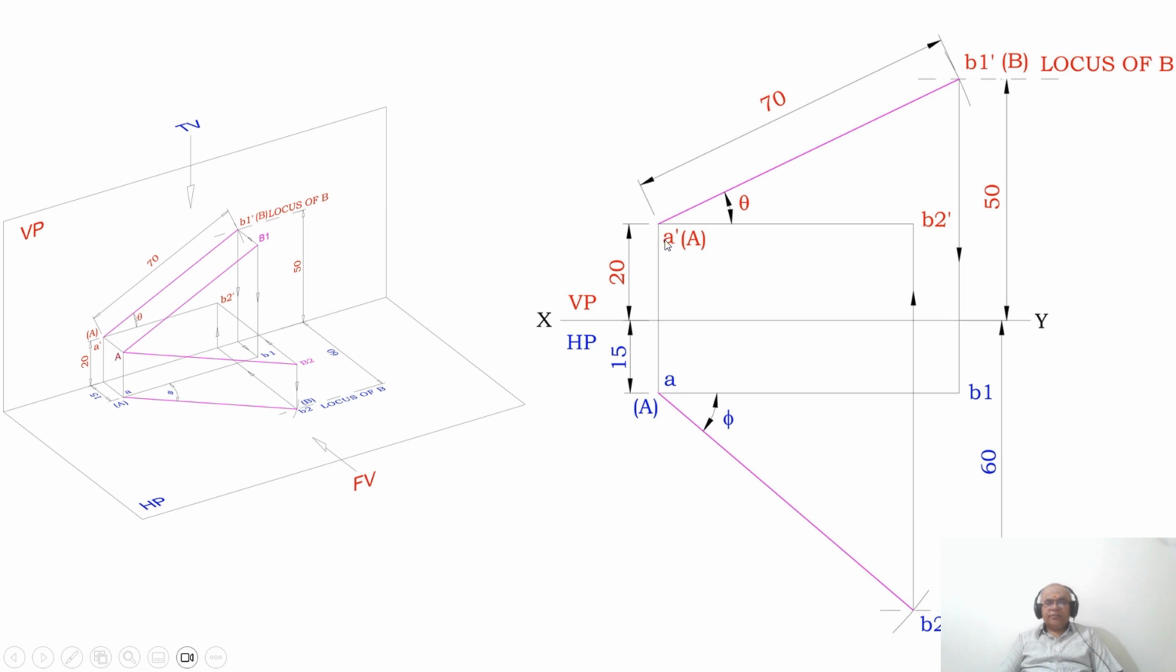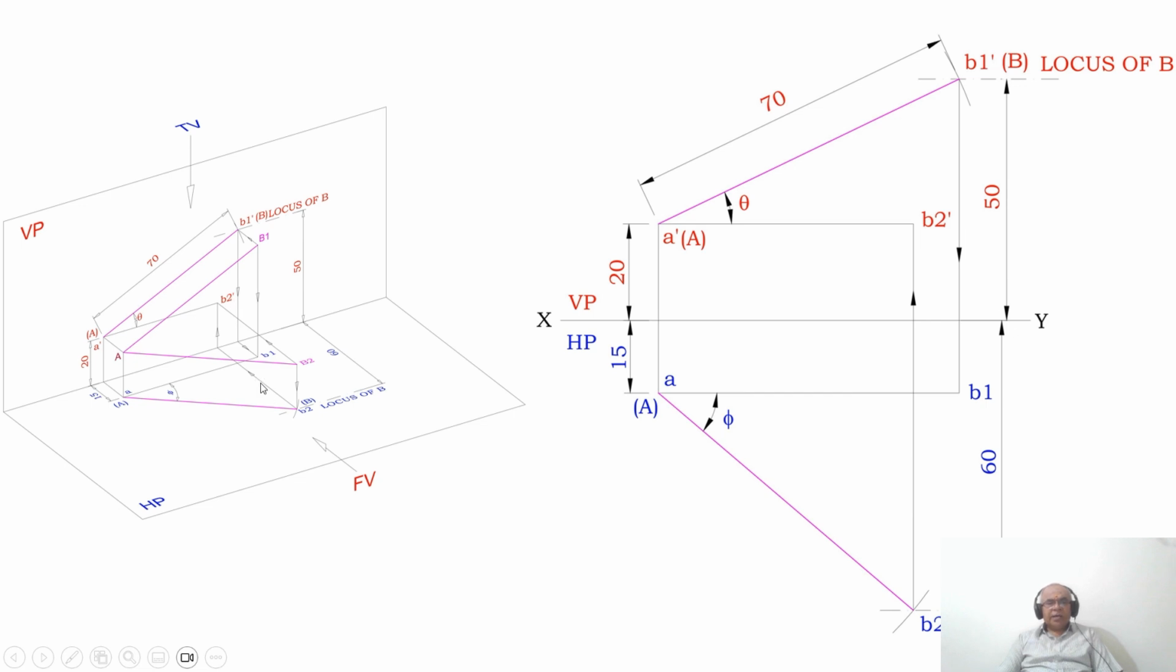Instead of A, you are going to have A dash. In B2, you are going to have B2 dash. But you have A dash, which is already fixed, which is given in the problem. Since it is parallel to HP, that means A dash is above HP by 20. So B2 dash should also be above HP by 20 only. Then only the line is parallel to HP. Since the line is parallel to HP, we are getting the true length in HP.